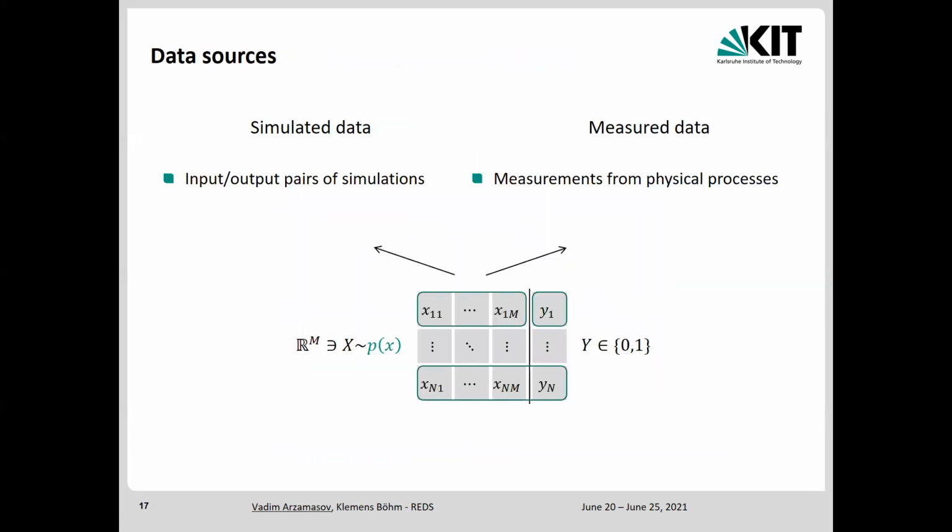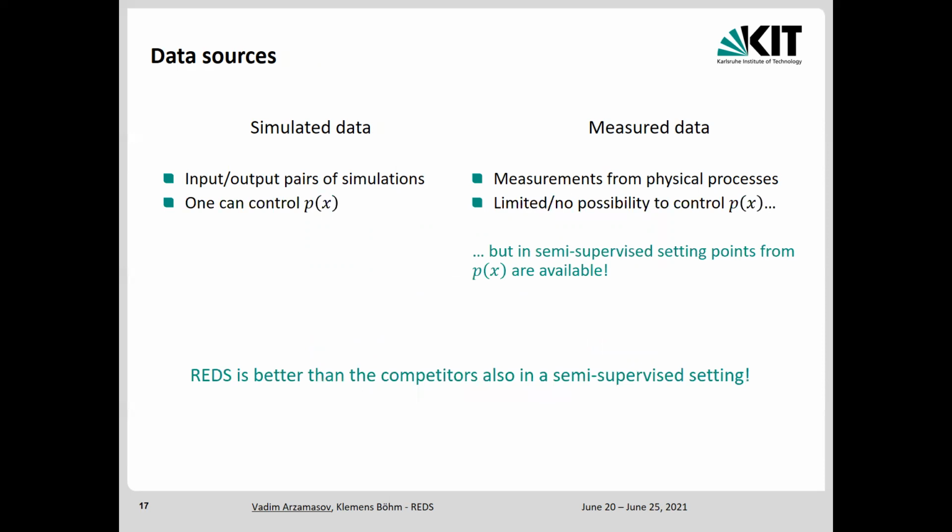So far, we considered only data coming from simulations. One can roughly distinguish another possible source of data: measurements from physical processes. The main distinction between these two data sources is that in simulations, one can control the distribution of input values, whereas for measured data, one has limited possibility to control this distribution. However, in a specific case, in the semi-supervised setting, the points from this distribution are readily available. And in our paper, we have also shown that REDS is better in this setting.